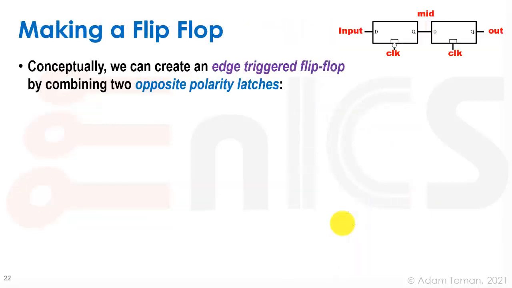So how do we make a flip-flop? And I mentioned it before. The conceptual way to create an edge-triggered flip-flop is to combine two opposite polarity latches. So here you can see I put a little circle over here, which means this is a negative latch. In other words, it's transparent during the low edge of the clock, and it samples on the rising edge of the clock. And here's a standard latch, which is a positive latch. So we have a negative edge latch followed by a positive edge latch, and let's see how that works.